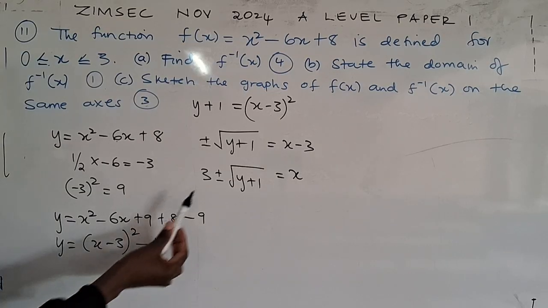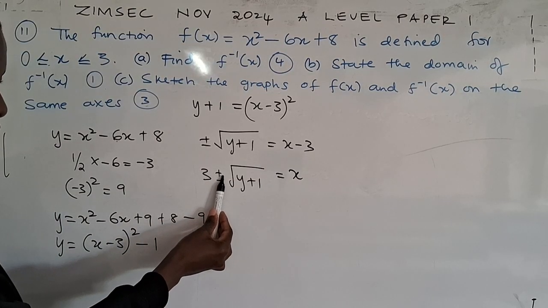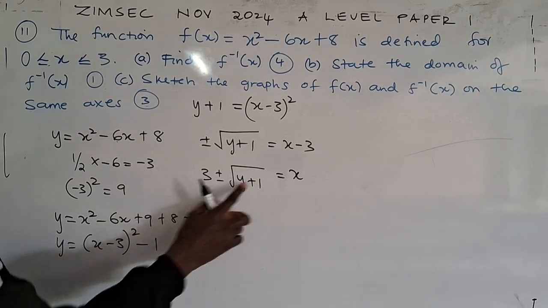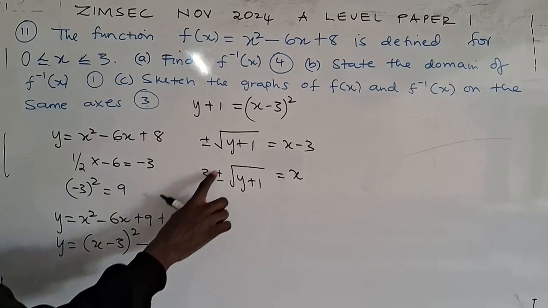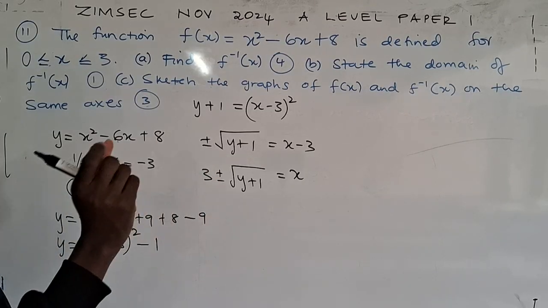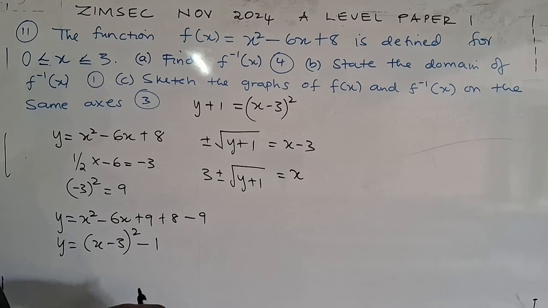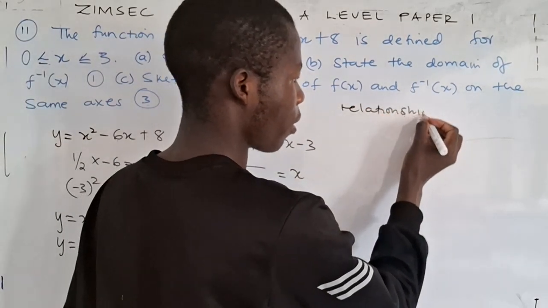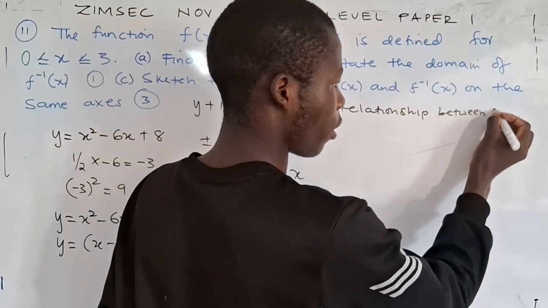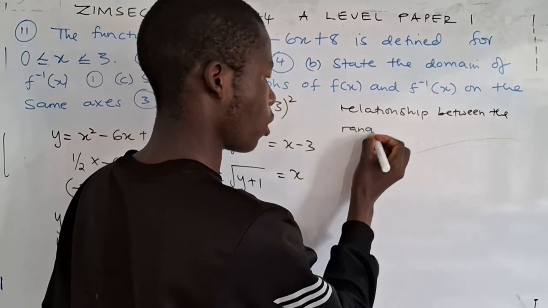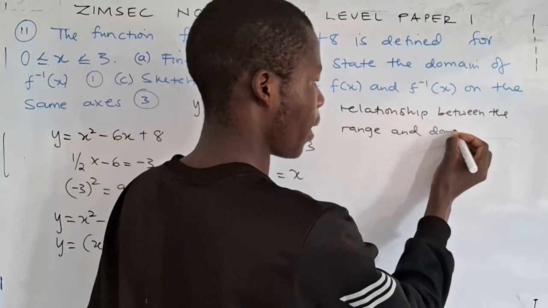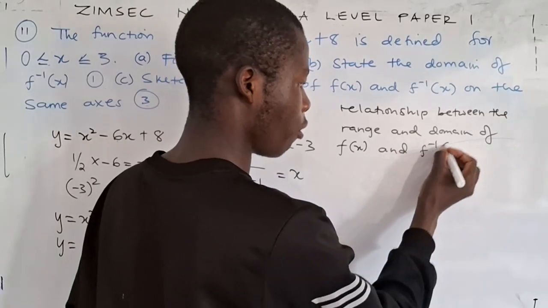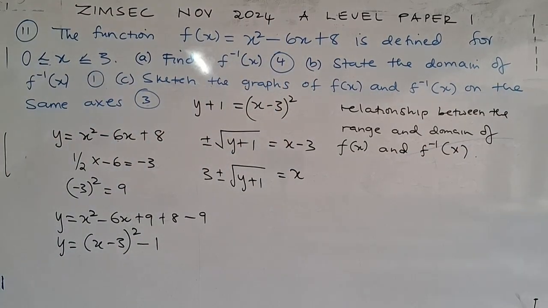Okay, so you are supposed to find out whether this is positive or negative. So how are we going to find out? How are we going to choose the correct side? So I'm going to use the domain and the range. See, there is a relationship between the range and domain of f of x and the inverse of f of x. There is a relationship.